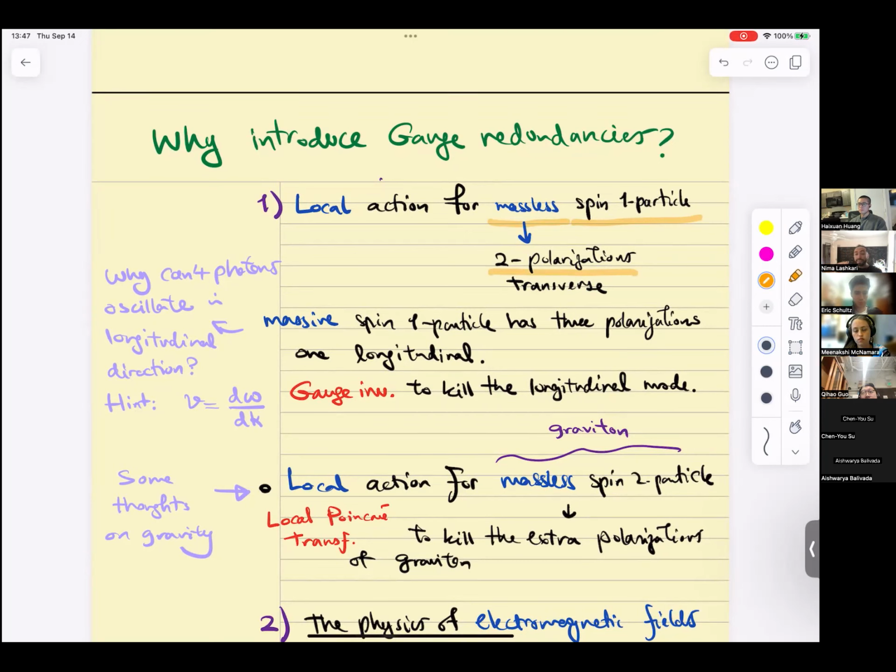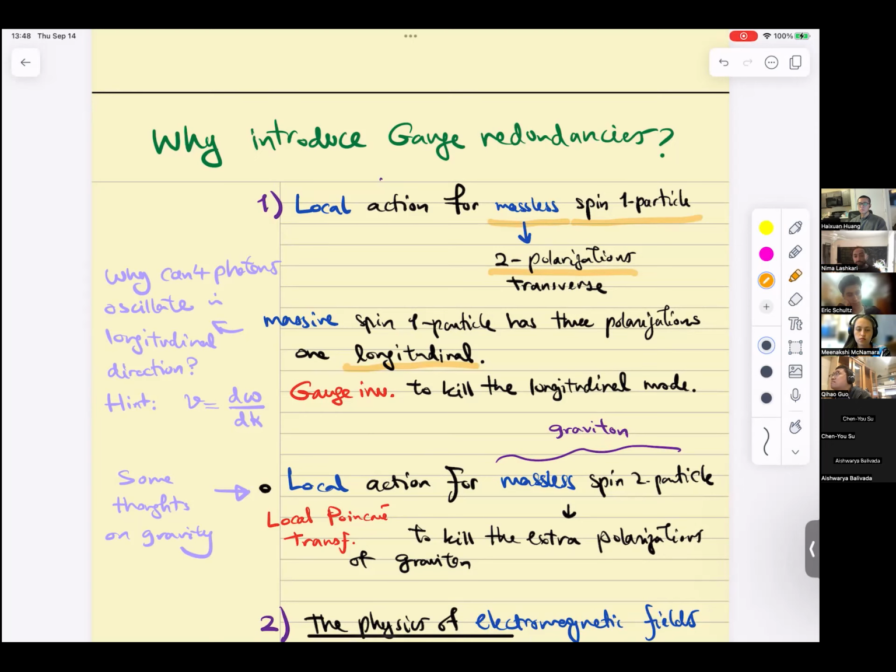However, in the next section of the course, we're going to see that if you have a spin 1 particle that's massive, you're going to end up with 3 polarizations. So the issue is this: if you try to describe a photon as a spin 1 particle, the way that you would normally do using a local action, you've introduced one extra polarization that's unphysical. And that is the longitudinal polarization.